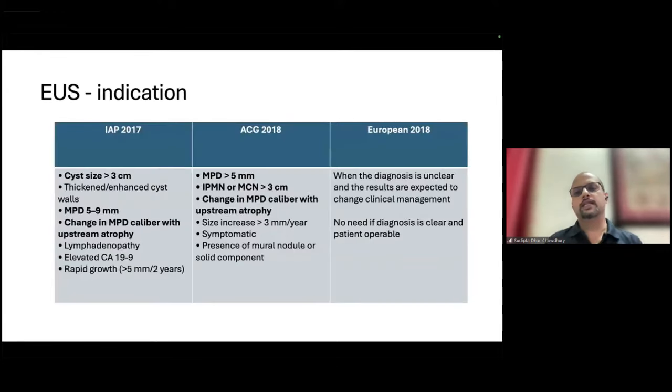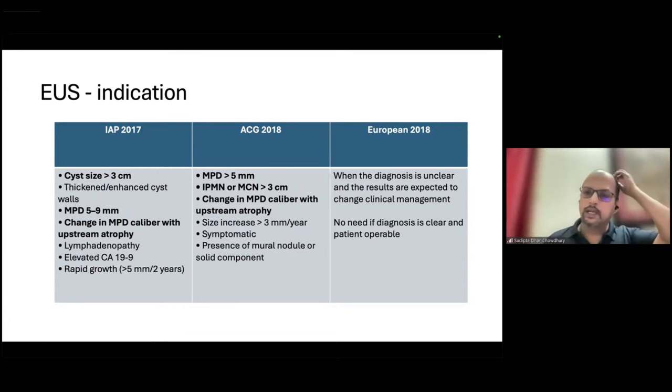Now, different societies have given different guidelines on when to do EUS. If you look at the IAP and the ACG guidelines, there are some commonalities. The commonalities include a cyst more than 3 centimeters, an MPD more than 5 millimeters, or an abrupt change in the caliber of the MPD with upstream atrophy; then definitely we should consider EUS. In addition, both those guidelines also mention two other things: the presence of mural nodules or an elevated CA 19-9.